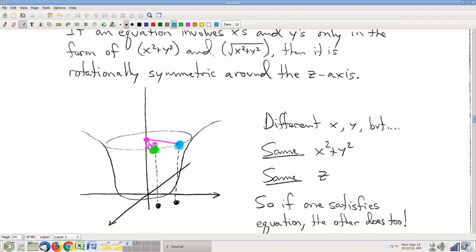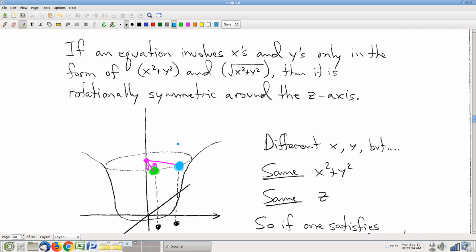But x and y, keep in mind, don't really ever appear by themselves. X and y only appear as part of these forms, right? So the x's and y's at these 2 points might be different, but the square root of x squared plus y squared is the same for both of these points, because square root of x squared plus y squared is that distance. And all we did was rotate that little radius arm around the z-axis.